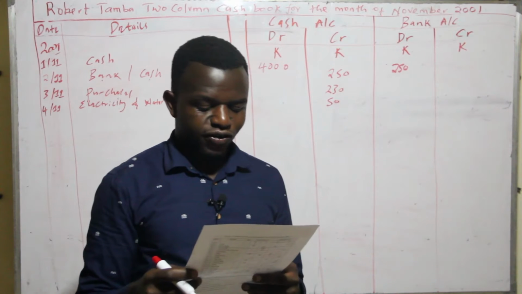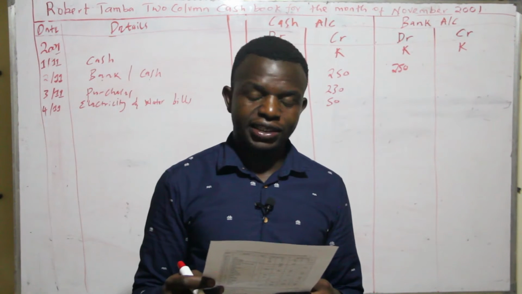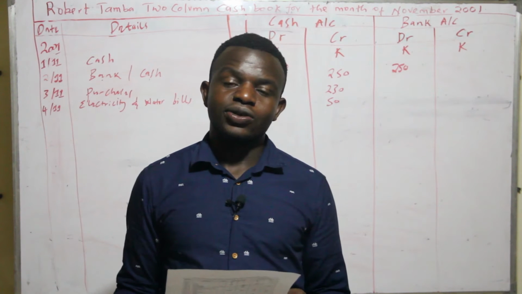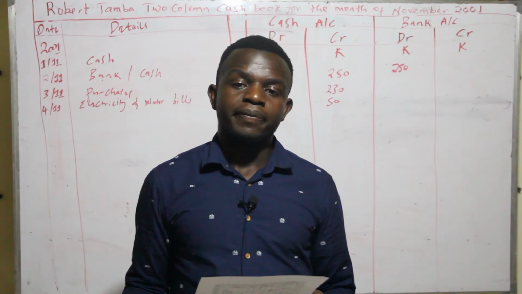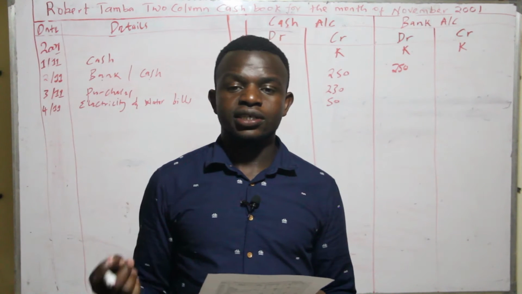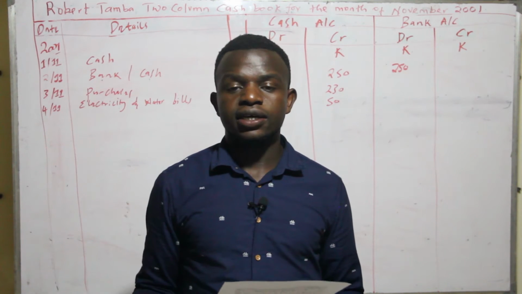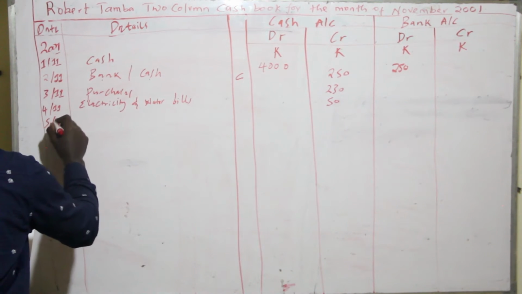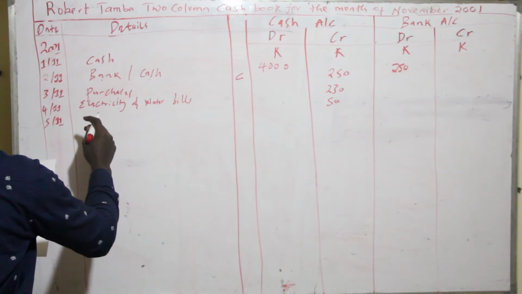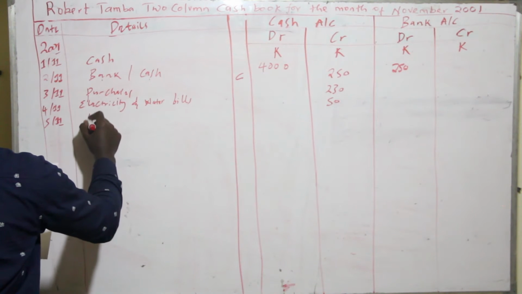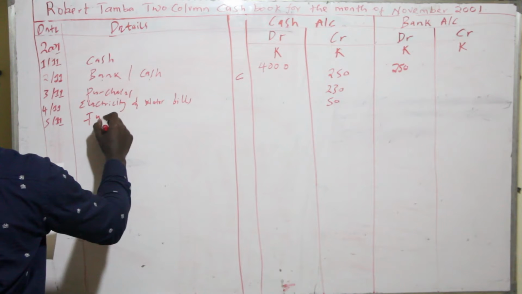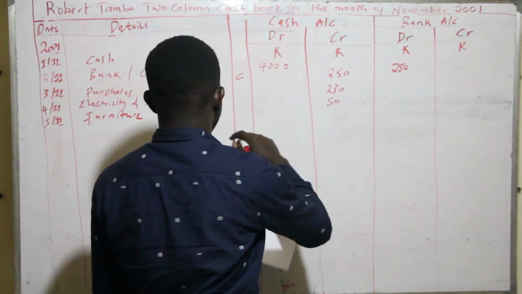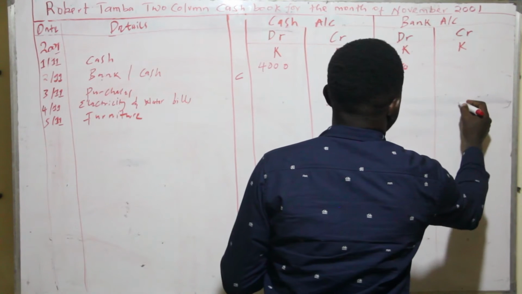Then on the 5th of November, bought furniture by check amounting to 570. This type of transaction is also taking money out of the business, but here, since we are using check, we're going to credit the bank account. So 5th of November, we'll say furniture. So credit that amount, 570.